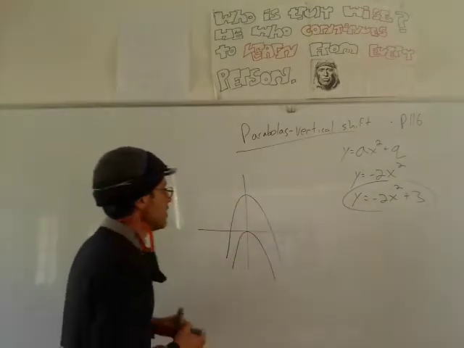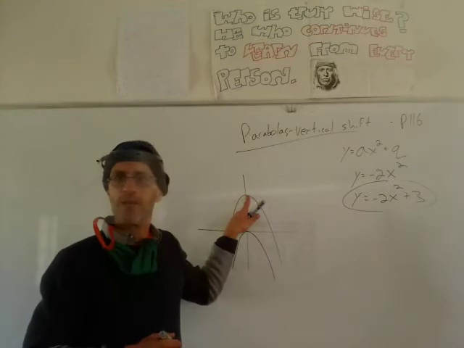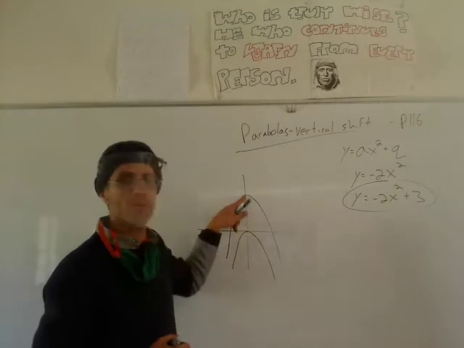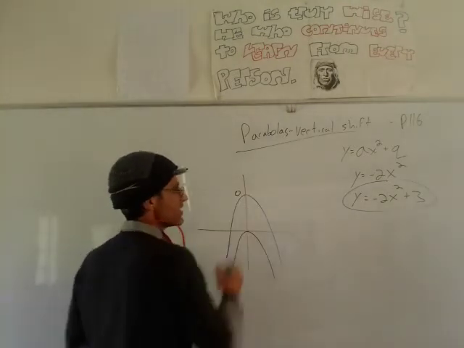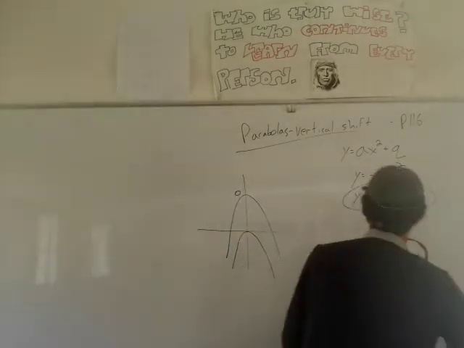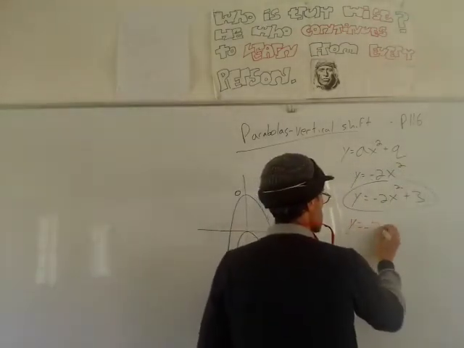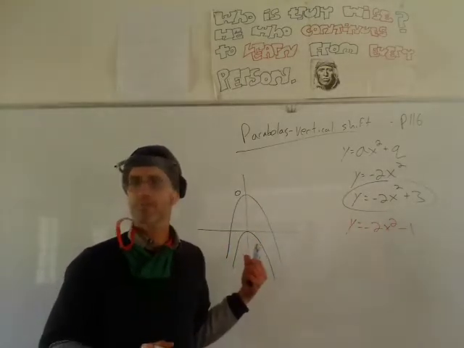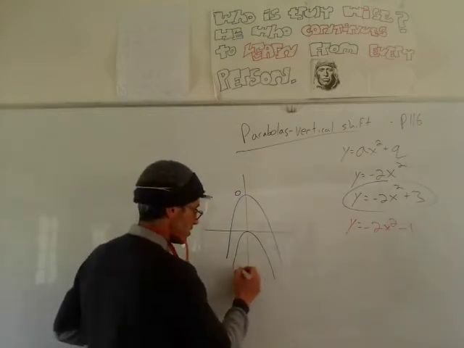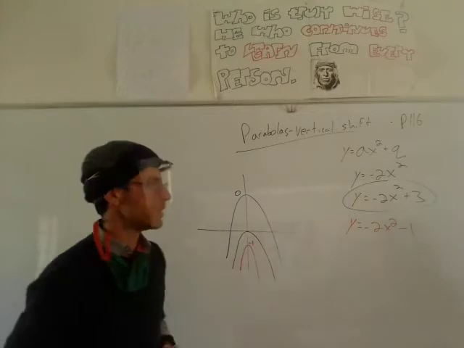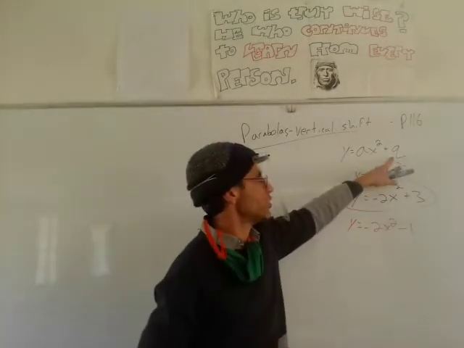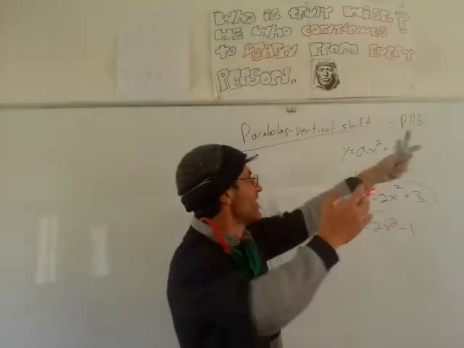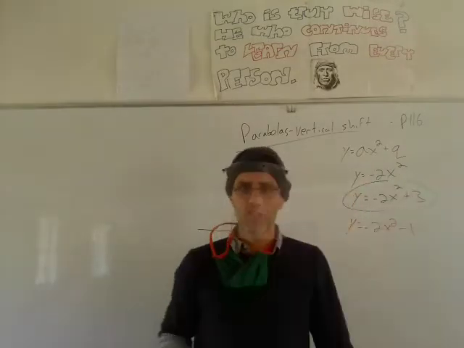Meaning the y-intercept, what will be the value of y here? If it's gone up by 3, and this is obviously 0, the y value here is 3. Fantastic. And if instead I have y equal minus 2x squared minus 1, what will happen now to that black graph? It will go down by 1. So this is going to be minus 1. So q is the vertical shift.